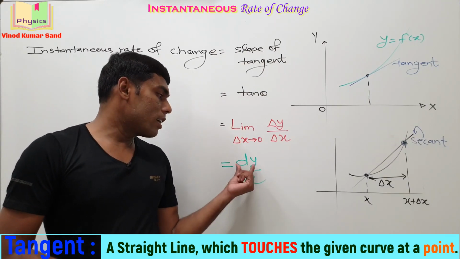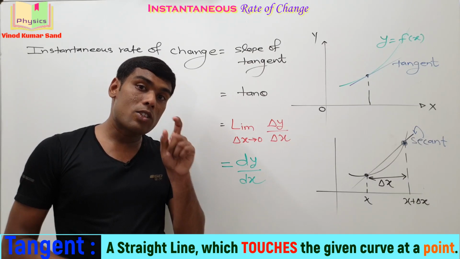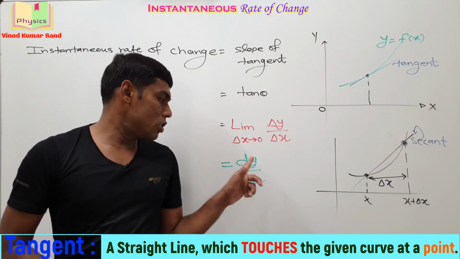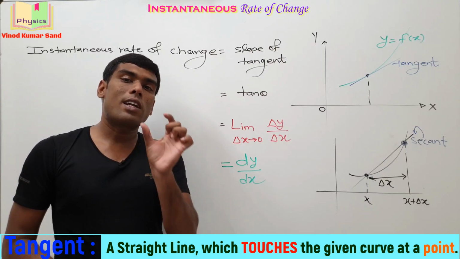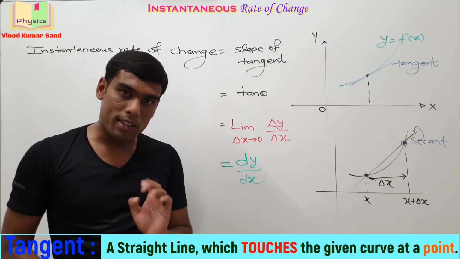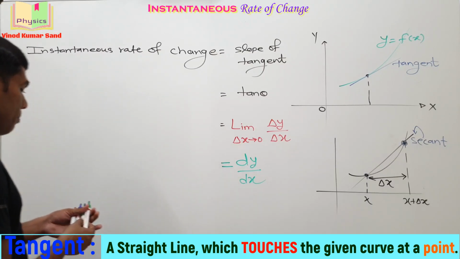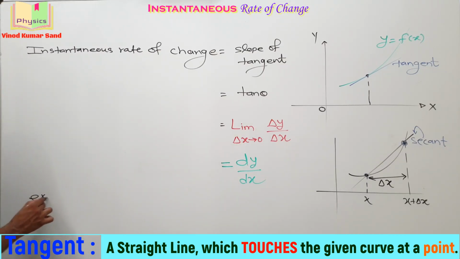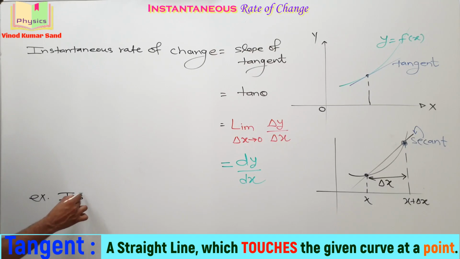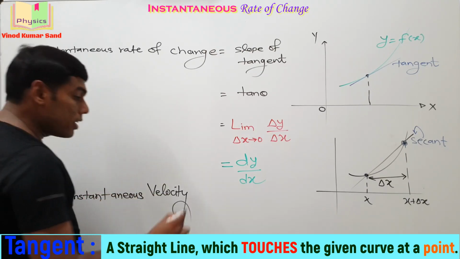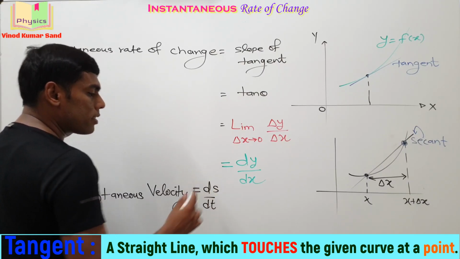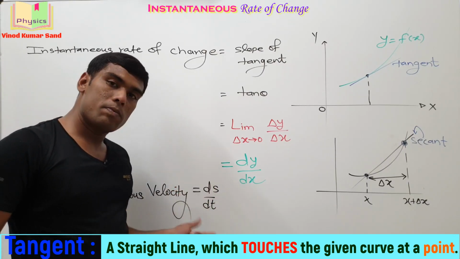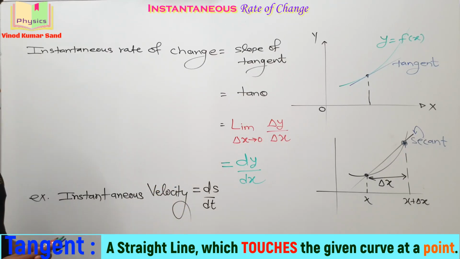What is dy here? Dy indicates infinitely small change in the values of y, and dx indicates infinitely small change in the values of x. Okay, let's take an example. Suppose someone asks you, how much is the instantaneous velocity? Instantaneous velocity will be d by dt of s or ds by dt. Clear? You can note down these things, then we'll go further.